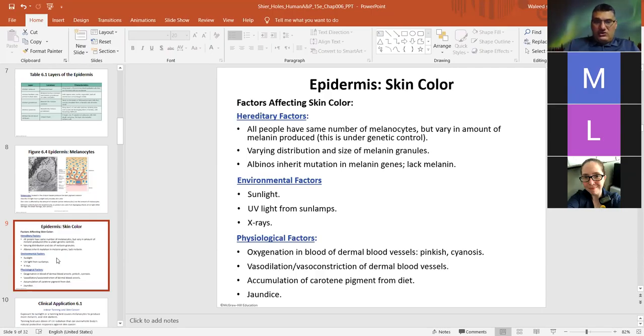You know what happens when you have this tanning? They expose you to these rays or radiation, the actual rays that activate your melanocytes. So this is how you get it. Besides oxygenation, vasodilation, the carotene, and so on.